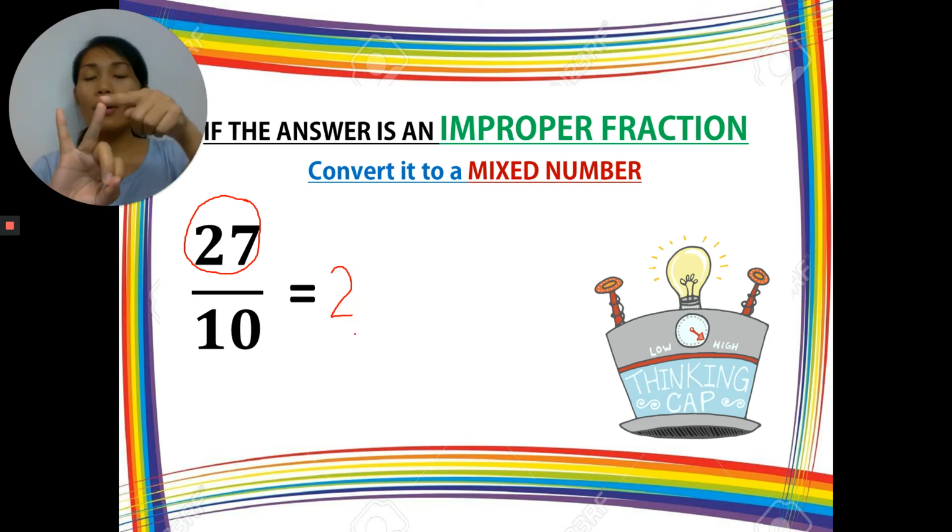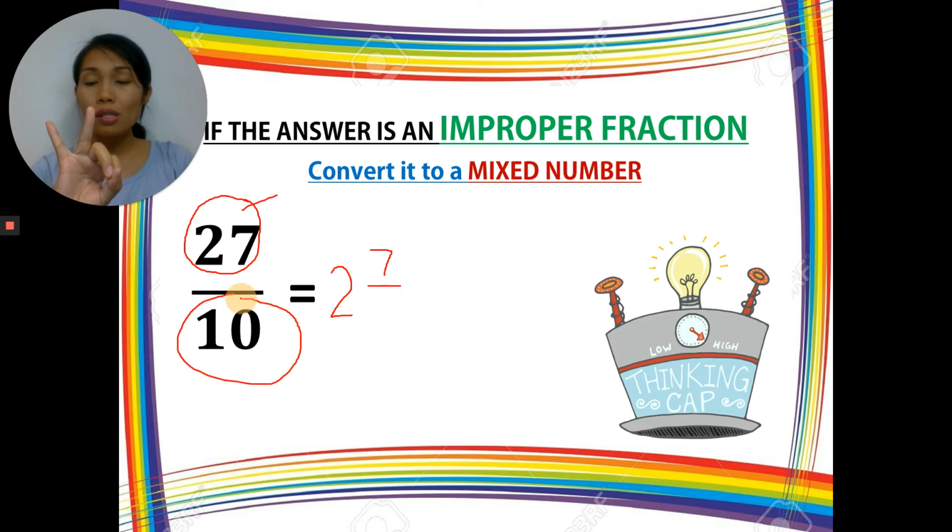So now that we got the whole number 2, how much is 2 10s? It's 20, right? Now we have here 27. So how much is the remainder? How much is lacking to get 27? It's 7, right? So 20 plus 7 is 27. Now for your denominator, you just copy the denominator 10. So that's the answer.